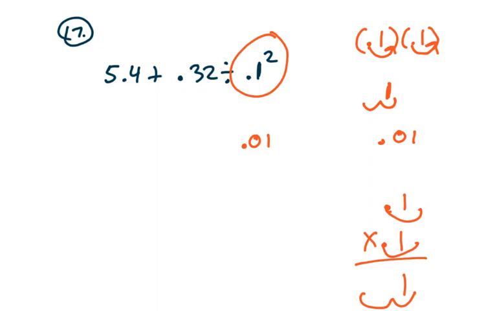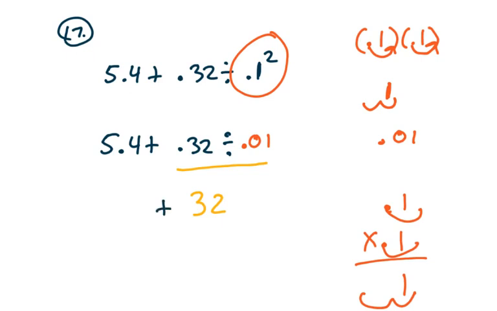Let's go ahead and rewrite everything else. 5.4 plus 0.32. And this is being divided. Okay, so now we're going to say, well, what's the next move? Well, do we add or divide? Well, clearly we divide. So again, there's a lot of different ways of thinking about this. If you recall from the previous video when we talked about division, when you divide by 0.01, it's just a fancy way of saying that you move the decimals to the right. So this should be 32.